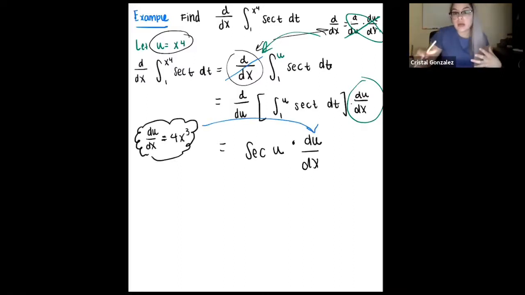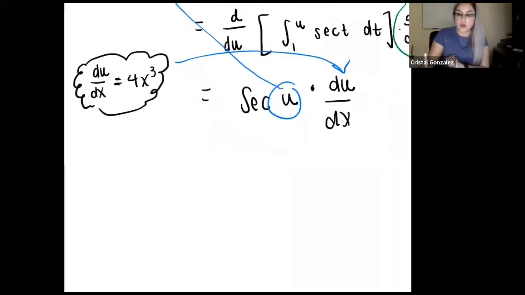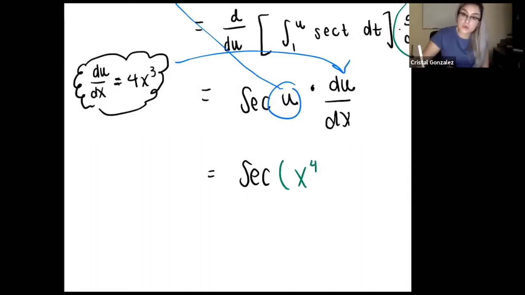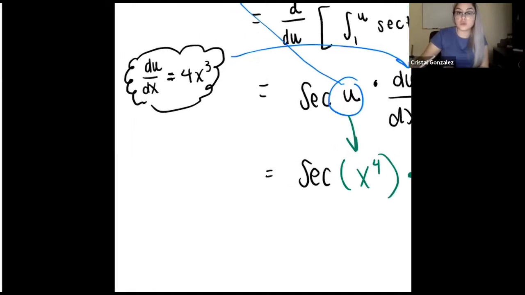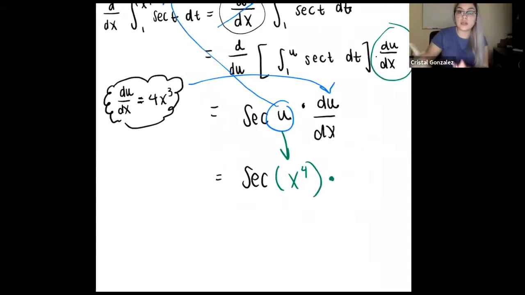And now that we evaluated it, we can replace u by what it was, because remember that we wanted to find d dx of this function here in terms of x, not u. U's just helping us find those values. So here now this is going to be secant, and now I'm going to bring back the original variable x to the fourth. All I'm doing here is replacing, and then times the derivative of u, which we calculated on the side here, which is 4x cubed.